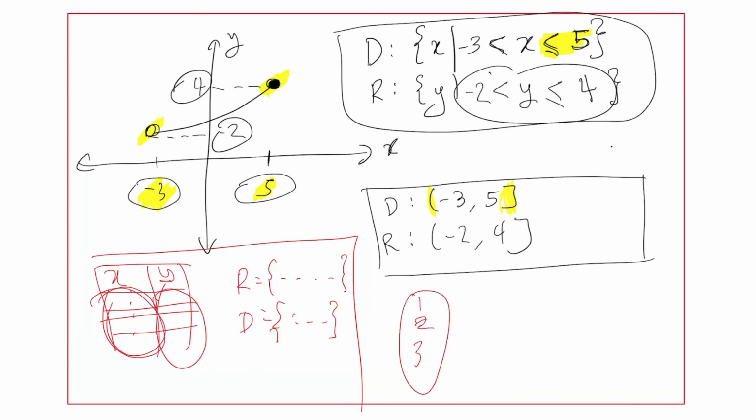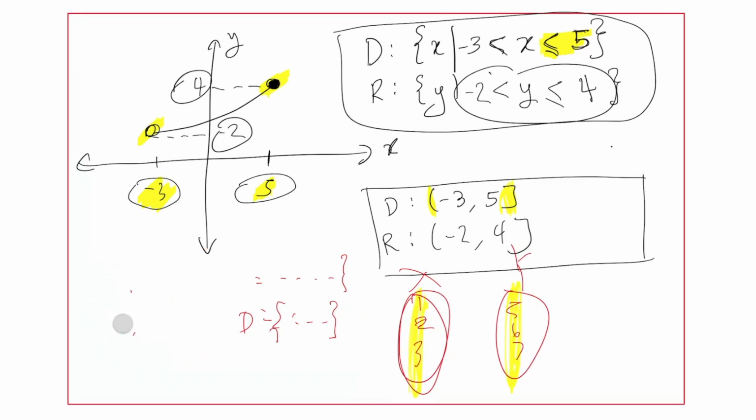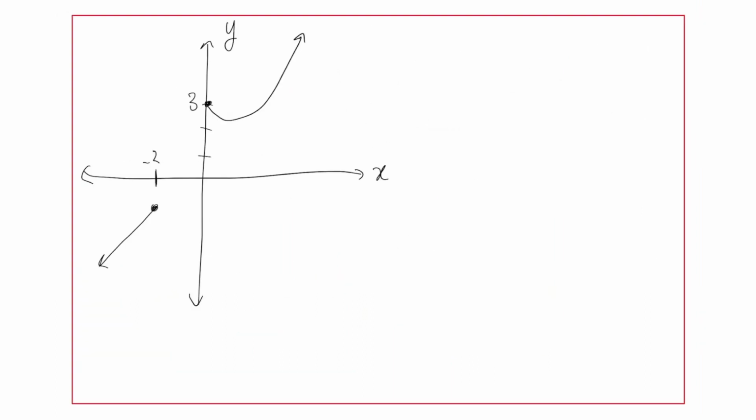Same thing with the map. If we had 1, 2, 3 for the inputs, x, and for the y's we had 5, 6, 7, we would list these to be the domain and list these to be the range. Great. Okay, let's look at a final example.